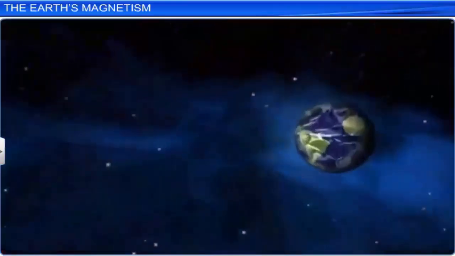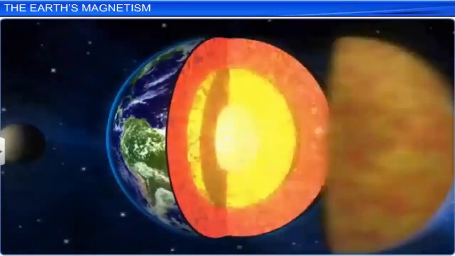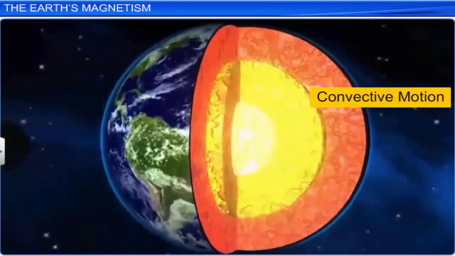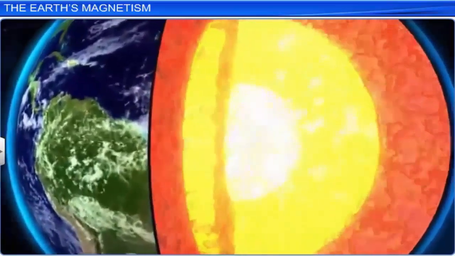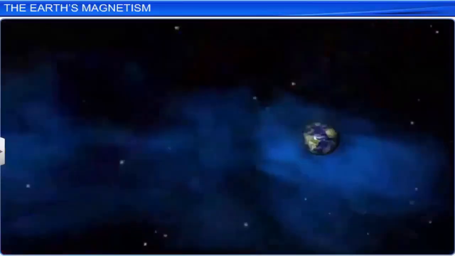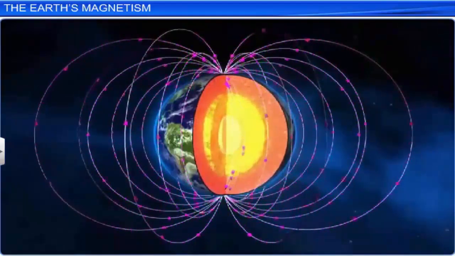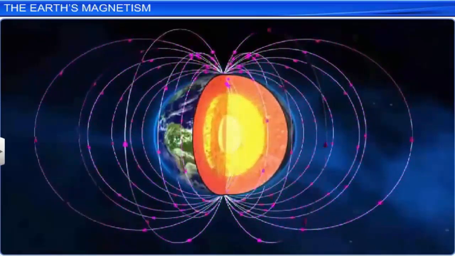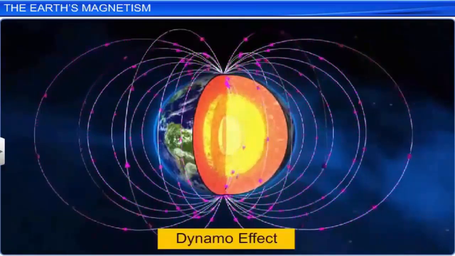As of now, it is believed that the Earth's magnetic field is caused by the convective motion of metallic fluids in the outer core of the Earth. Iron and nickel form the major components of the fluids in motion. The convective motion of these fluids gives rise to electrical currents, which in turn give rise to the Earth's magnetism. This is known as the dynamo effect.